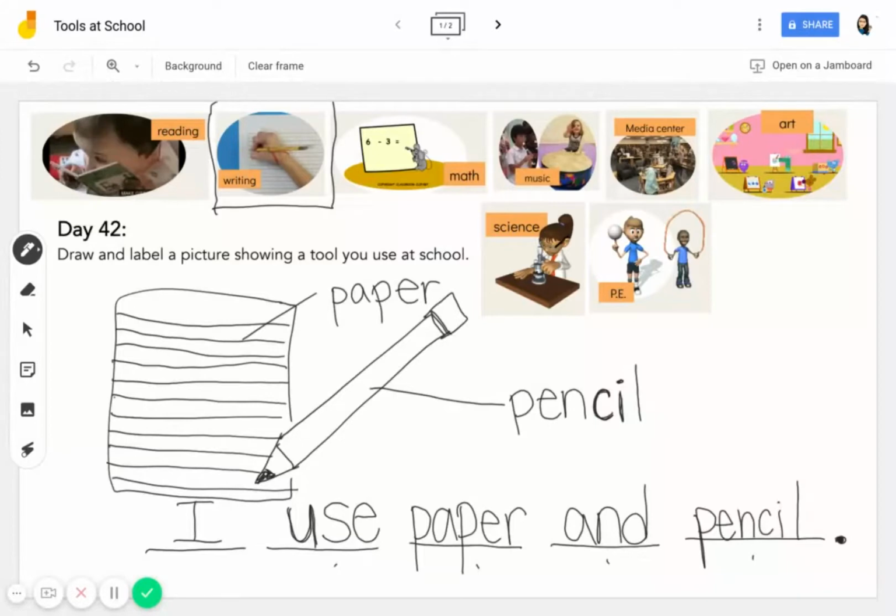What do you need to read at school? What do you need to do math at school? What do you use in music, media center, art, science, and PE? Think about it and draw and label a picture showing a tool you use doing these activities. Now it's your turn. Get your paper and a pencil and start your writing.